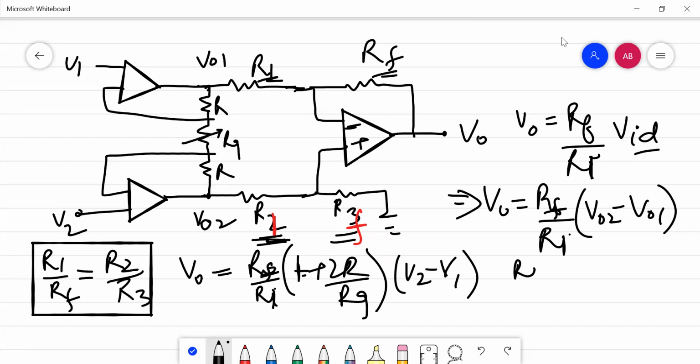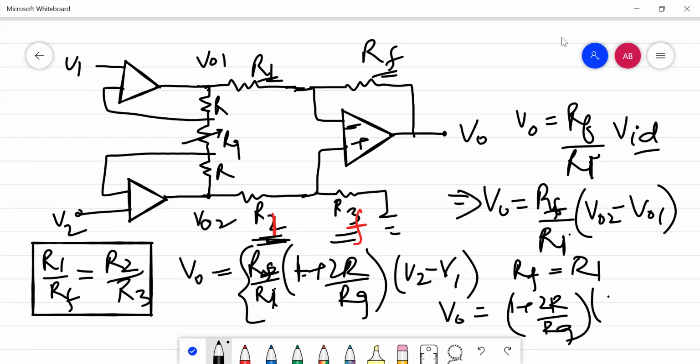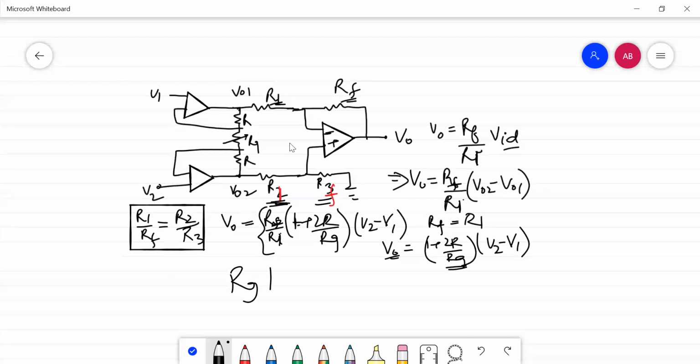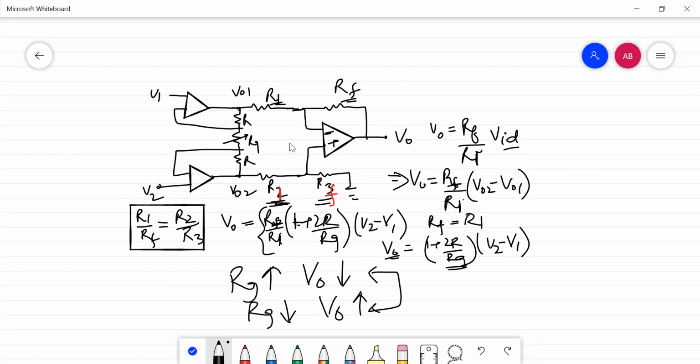Now, if the value of Rf is made equal to the value of R1 again, then this will become equal to 1. So V0 will be equal to 1 plus 2R upon Rg multiplied by the input that we have applied at the first stage. So now this Rg, you can see, is inversely proportional to V0. That indicates that if we increase the value of Rg, the value of V0 is going to decrease, and if we decrease the value of Rg, the value of V0 is going to increase. So depending on the variations of Rg, we can get the output voltage according to our requirement.